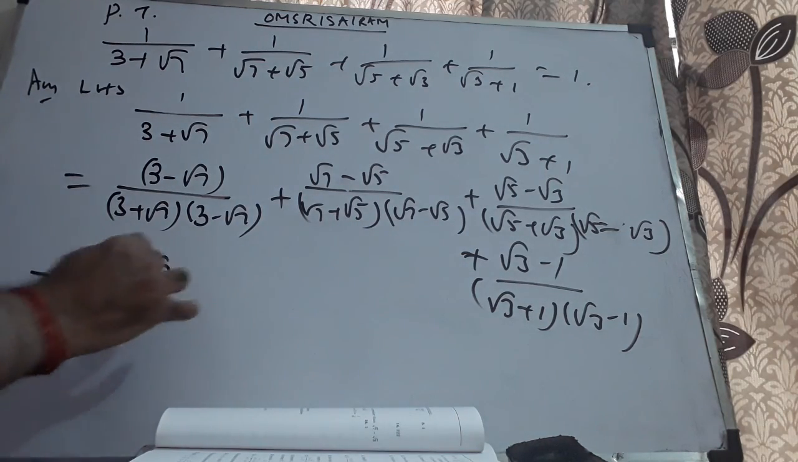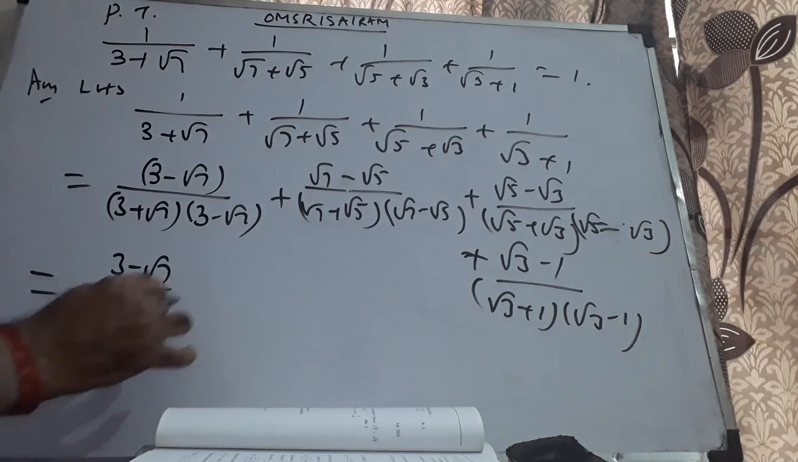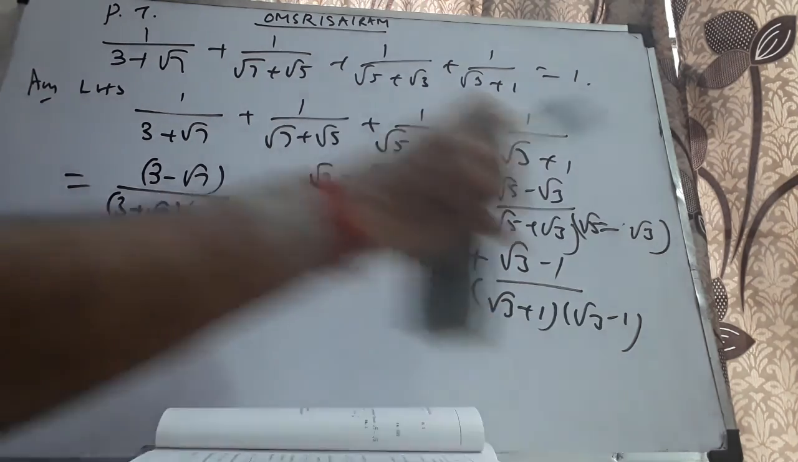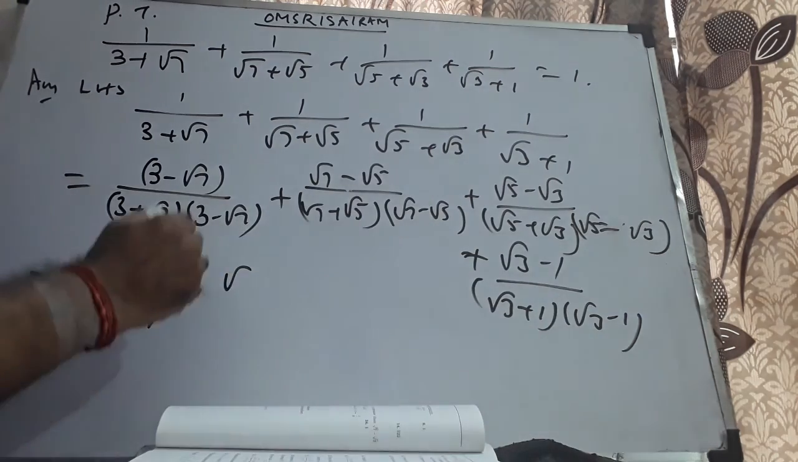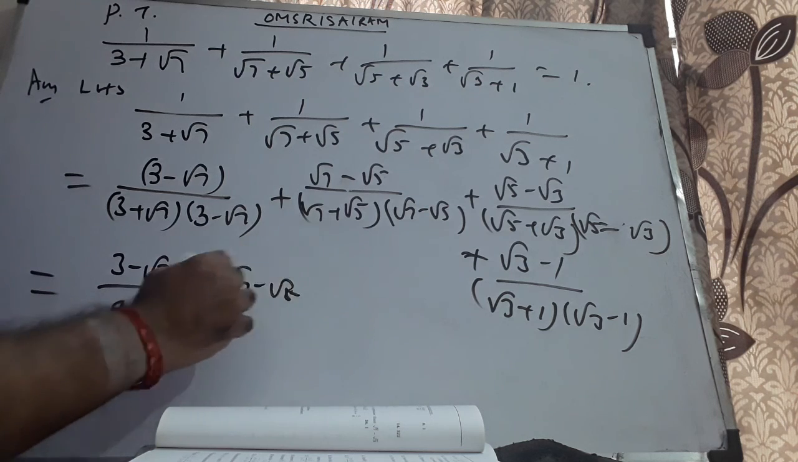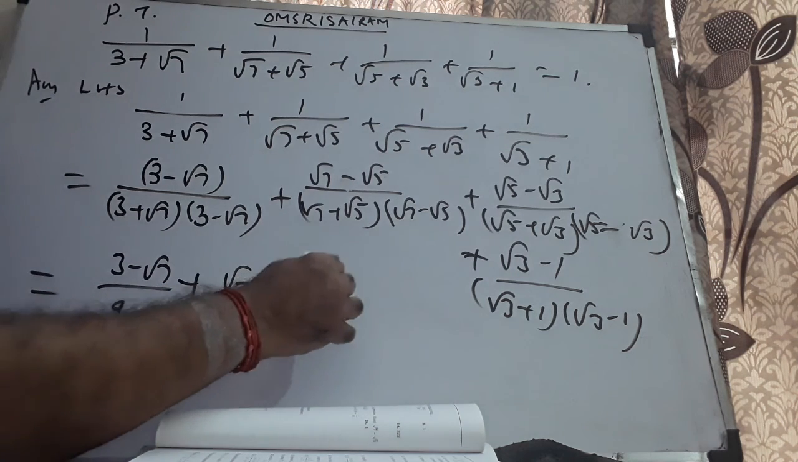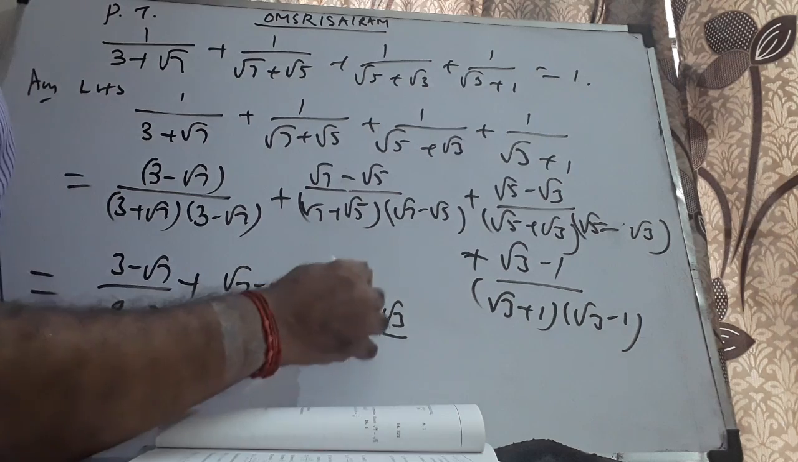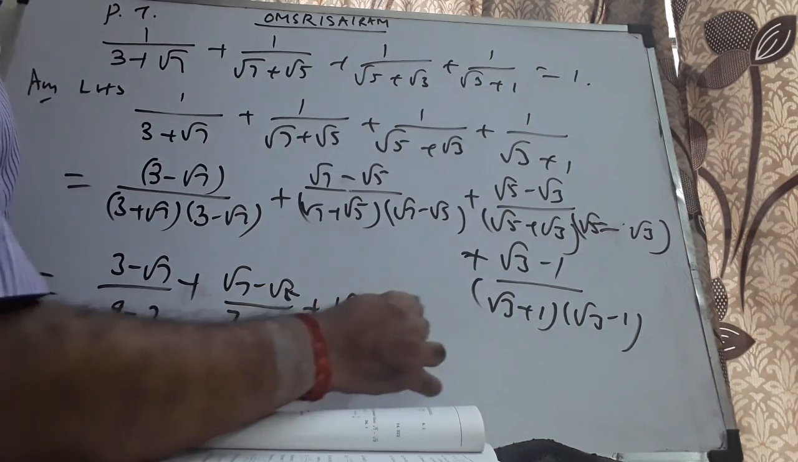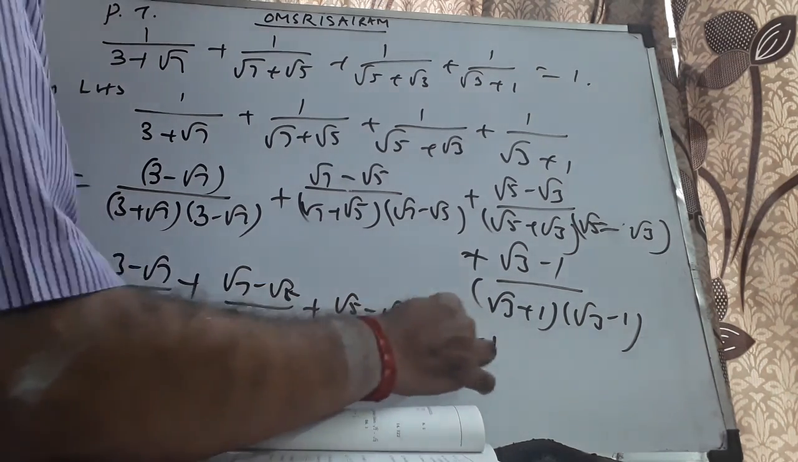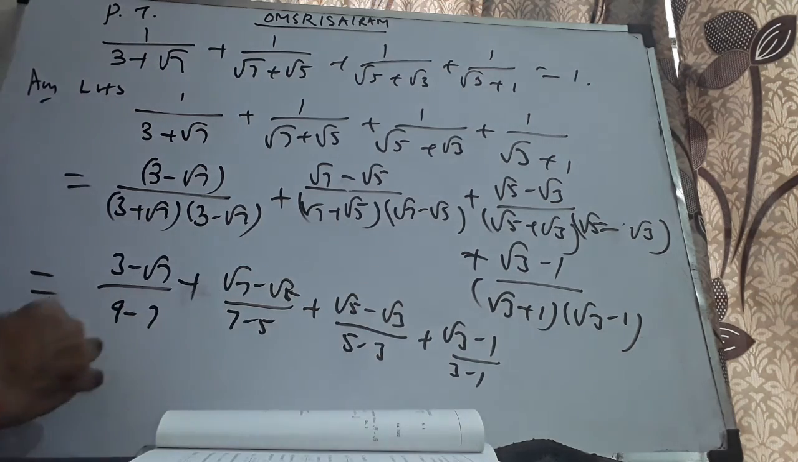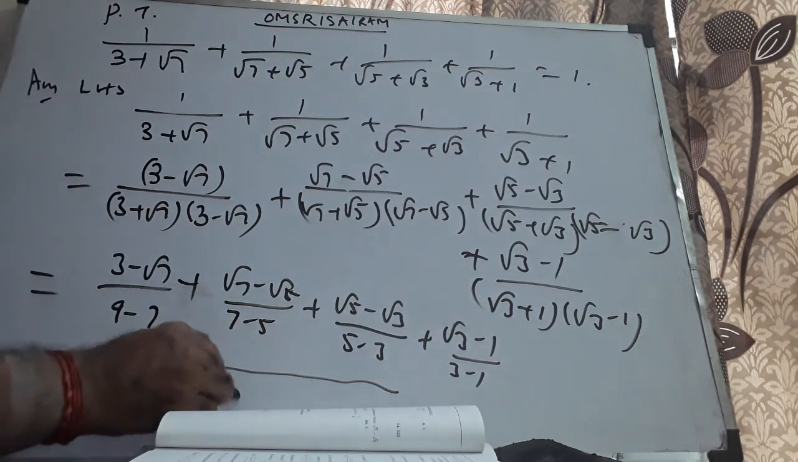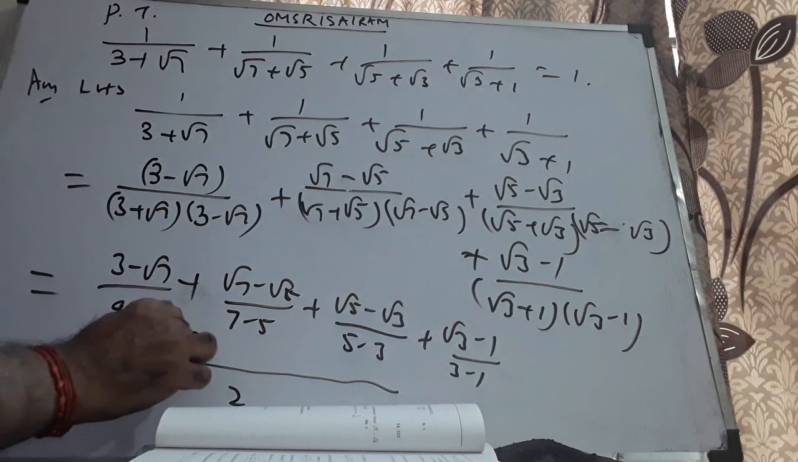This is 3 minus root 7 by 9 minus 7, plus root 7 minus root 5 divided by 7 minus 5, plus root 5 minus root 3 divided by 5 minus 3, plus root 3 minus 1 divided by 3 minus 1. You have common denominator 2. I can add the numerators.